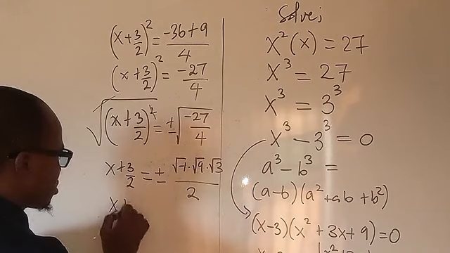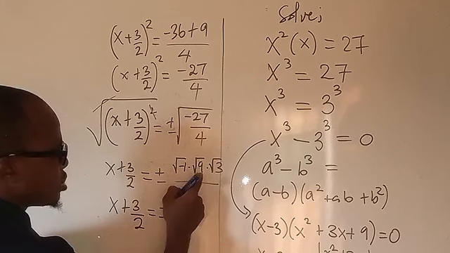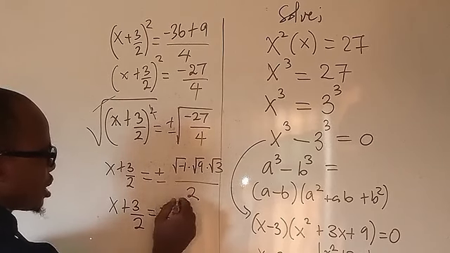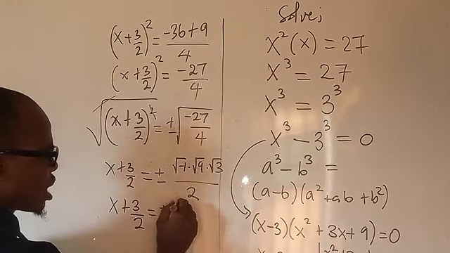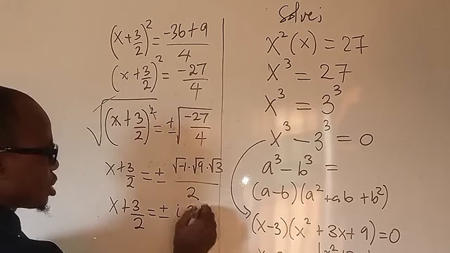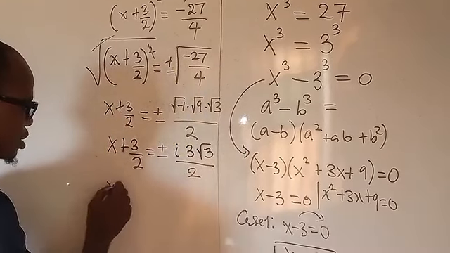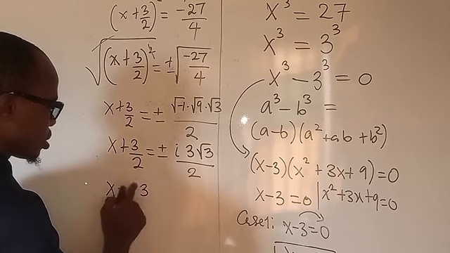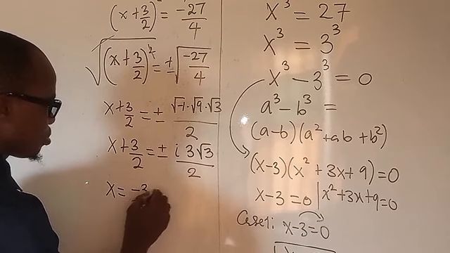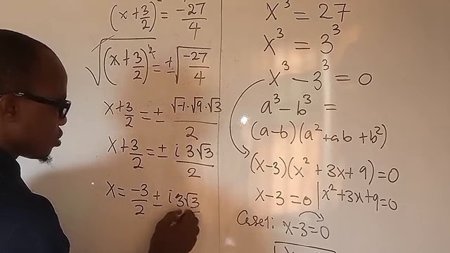Okay, we have x plus 3 over 2 equals plus or minus. Now the square root of 9 is 3, and the square root of minus 1 from the complex plane is i. So 3 i root 3 all over 2. So from there, we're going to have x. We are going to send this to this side. We have minus 3 over 2 plus or minus i 3 root 3 all over 2.